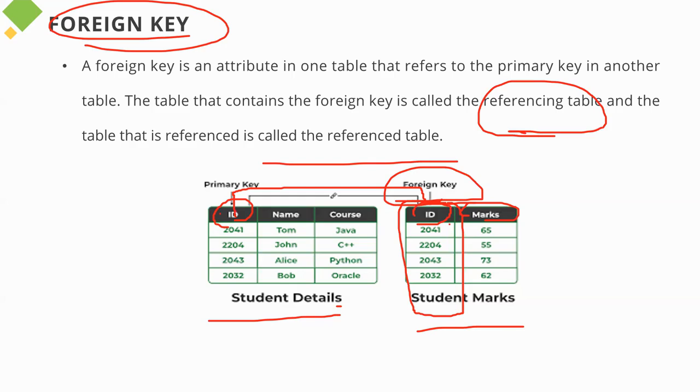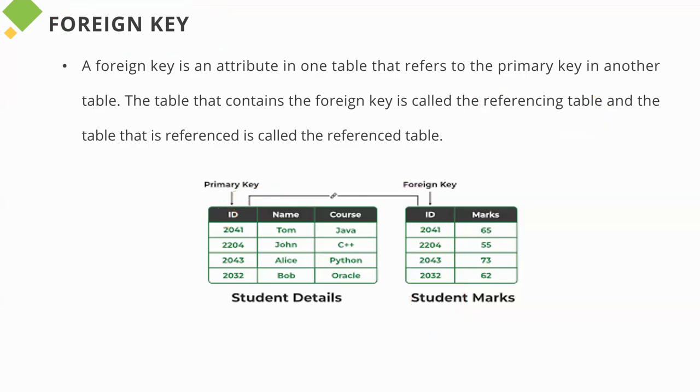In this table, if you have ID 204, 204 should be in the student table. If it is not there, then it's not following the referential integrity constraint. If you didn't see the video, go back and check our channel. We have the constraints video, right? This is how a foreign key works.